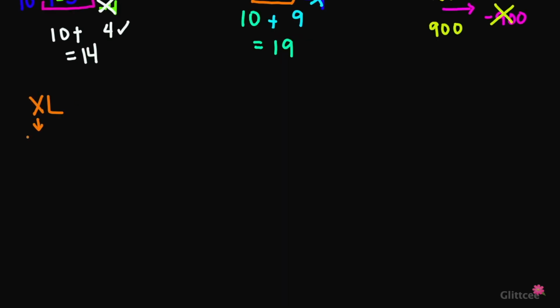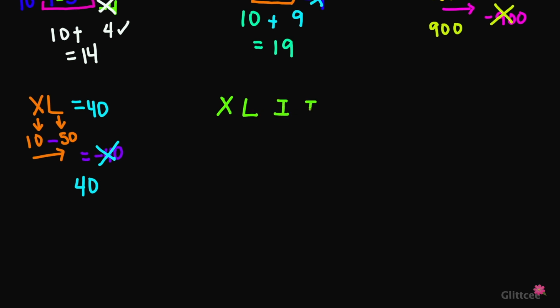What about Roman numeral XL? X is 10. L is 50. I'm going from a small number to a big number. That means I need to subtract, and 10 minus 50 is going to give me a negative 40 per our tips and tricks. Remember, we're avoiding negative numbers. So it's going to equal 40. So XL is 40.